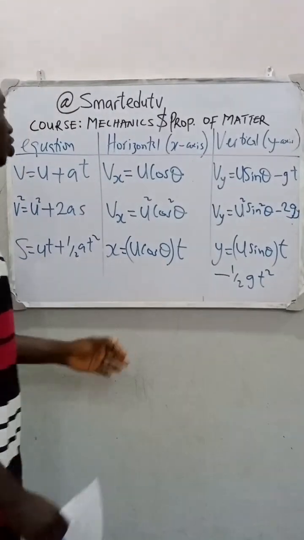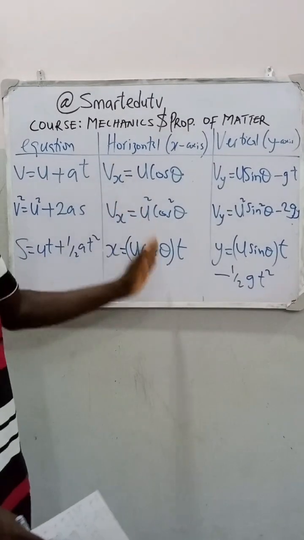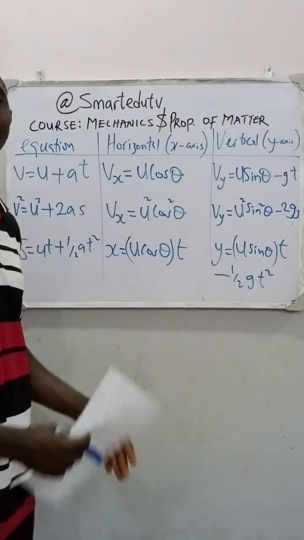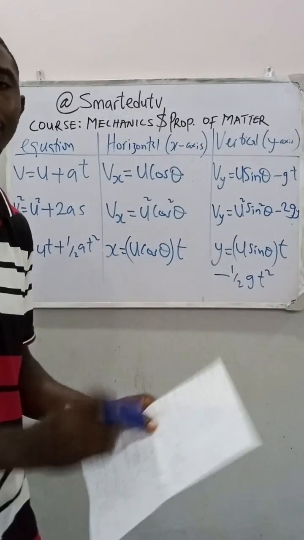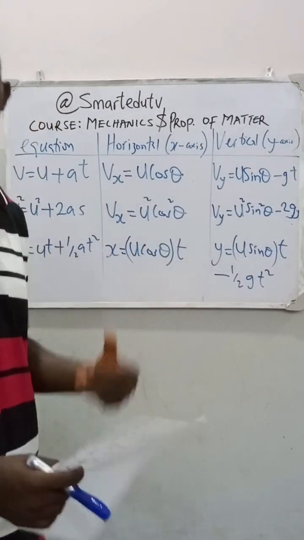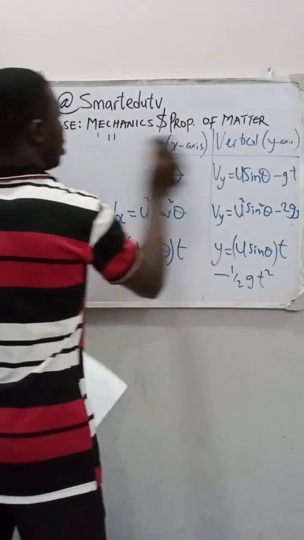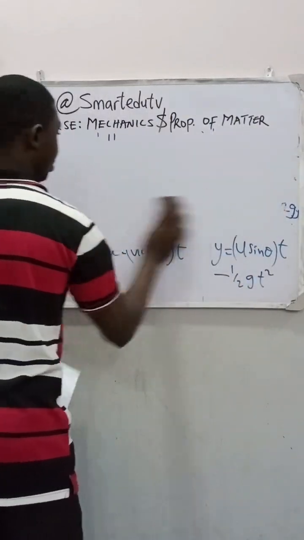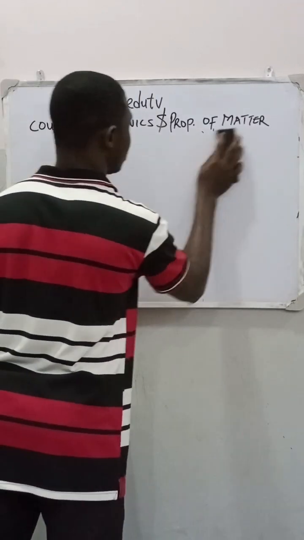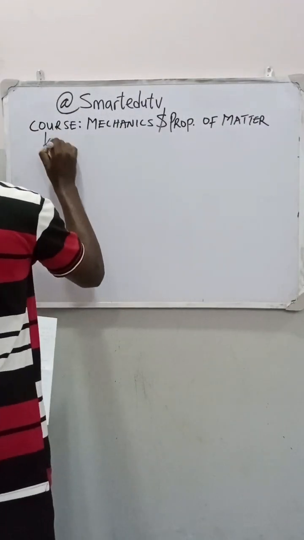As we were saying, these are the horizontal component and the vertical component. Now, after understanding this, the next thing we are going to look at is the kinematics of projectile motion. What happens during motion? That's what we are going to look at now. Kinematics of projectile motion.